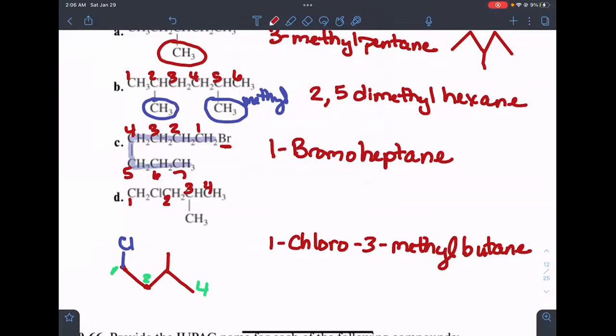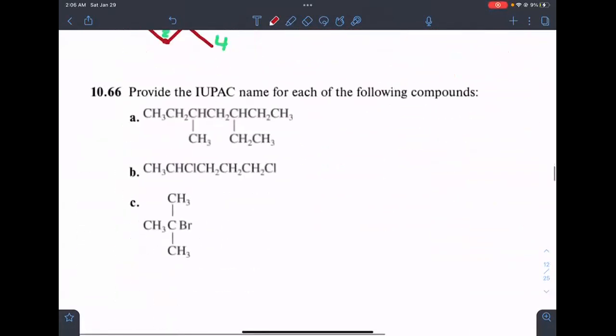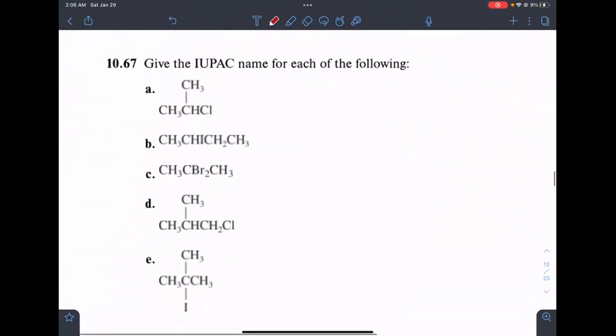All right, let's see. I think I have one more that I'm going to do here. So give the IUPAC name for each of the following. So now we're going to convert from the structure to the name. So again, you can leave this in this format. You can turn it into a stick diagram and then name it. It's totally up to you. It just makes so much more sense to me to put it in a stick diagram.